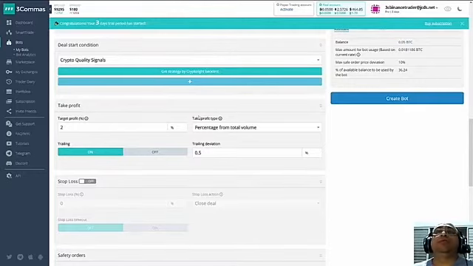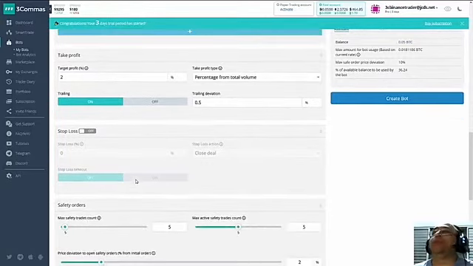And here I have the choice for stop loss. I'm not going to use a stop loss because I don't like it. I prefer to sell on profit than on loss. But if you like to use a stop loss, you can enable it here, set your stop loss percentage here. You can even have a stop loss timeout, and you can even choose to stop the bot if you have a stop loss.